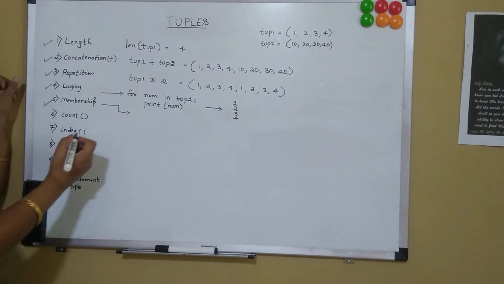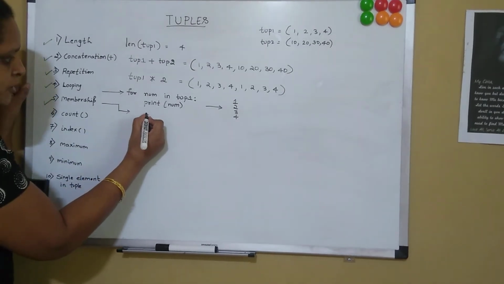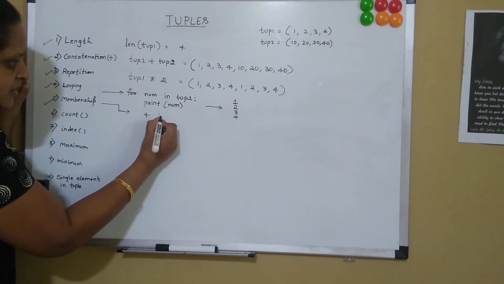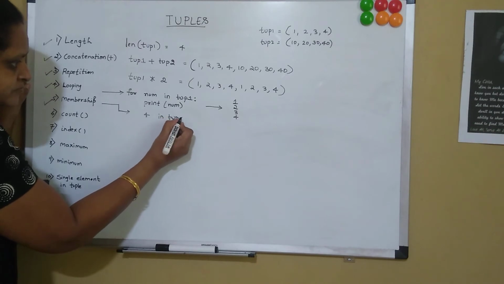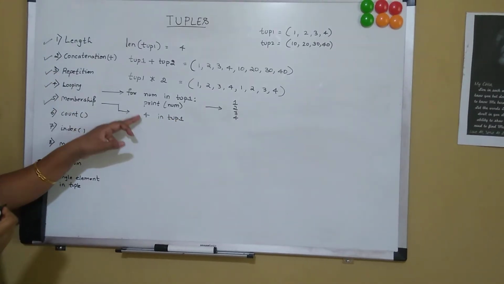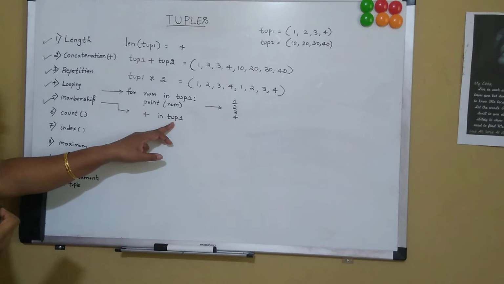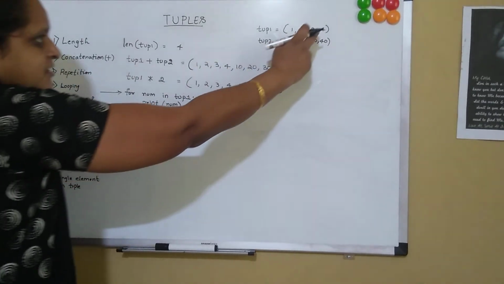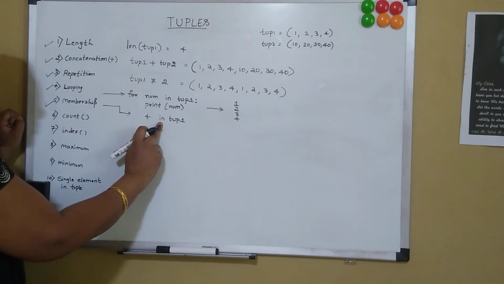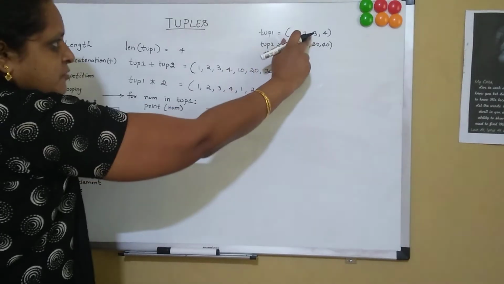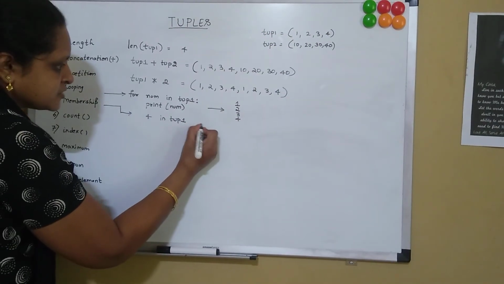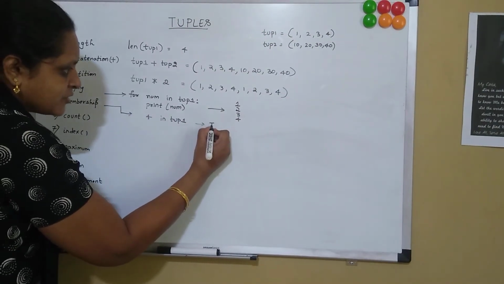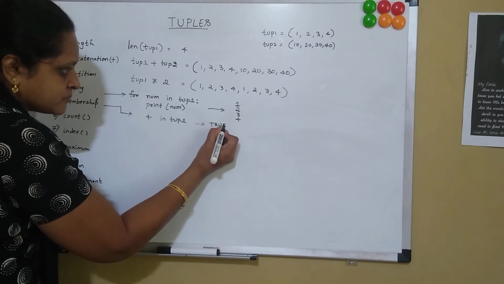For membership, if I say 4 in tuple 1, it is checking if 4 is present in tuple 1. So is 4 in tuple 1? In is the membership operator. 4 in tuple 1, yes, it is present. So it will return a boolean value equal to true.